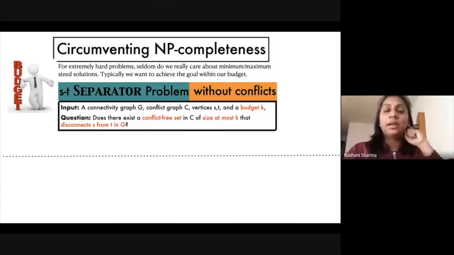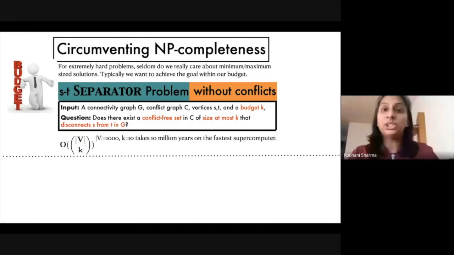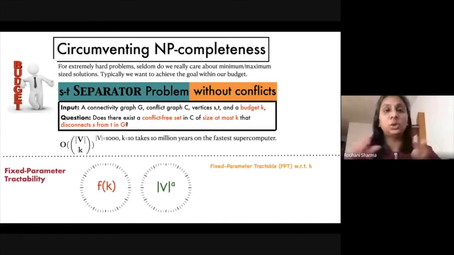And with this problem at hand, one can improve the previous exponential running time slightly and make an algorithm whose running time amounts to checking all k-size subsets of the vertices to find out if they form a solution. But this algorithm will still take some 10 million years on the fastest supercomputer. So just introducing the budget is not enough, and this is where we introduce the notion of fixed parameter tractability.